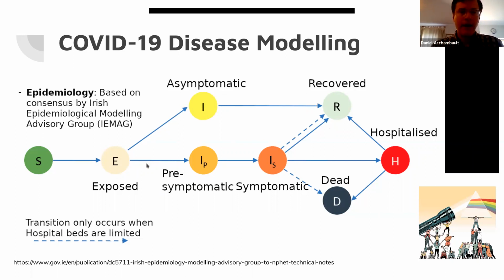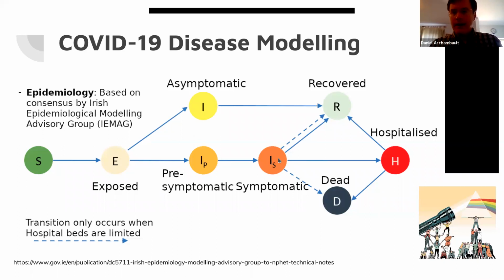Okay, so then you have exposed. If you're unlucky, you go to a pre-symptomatic state. In a pre-symptomatic state, you're not showing symptoms at all, okay? But you're still infectious. And because you're labeled as pre-symptomatic, you'll automatically transition into a symptomatic state where you actually begin to present symptoms of the disease. So that would be your fever, that would be your cough, that would be your loss of taste or smell.